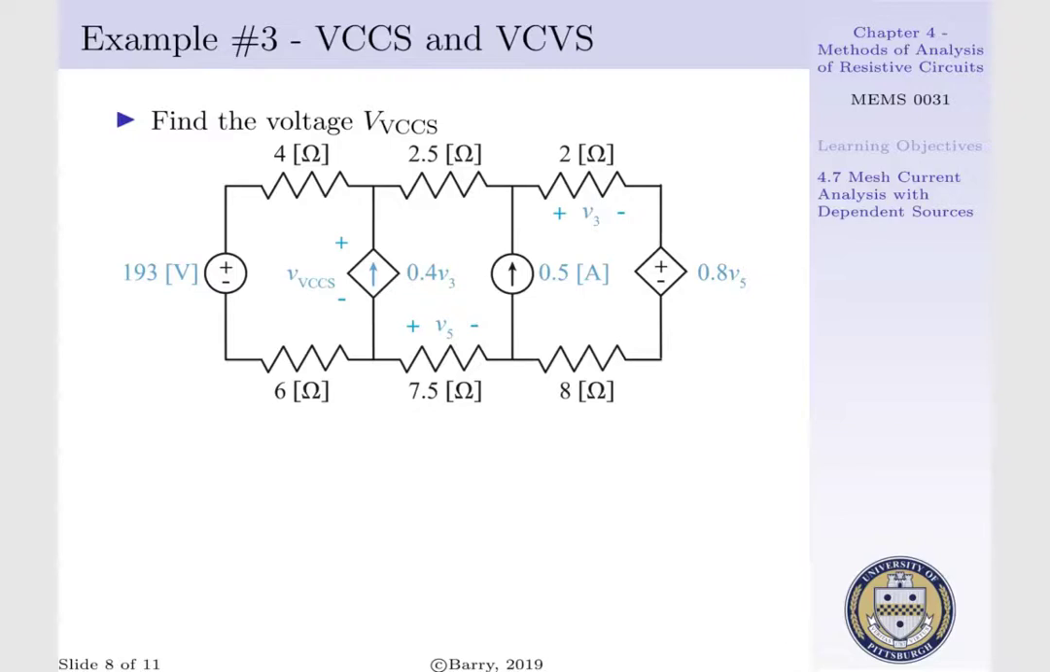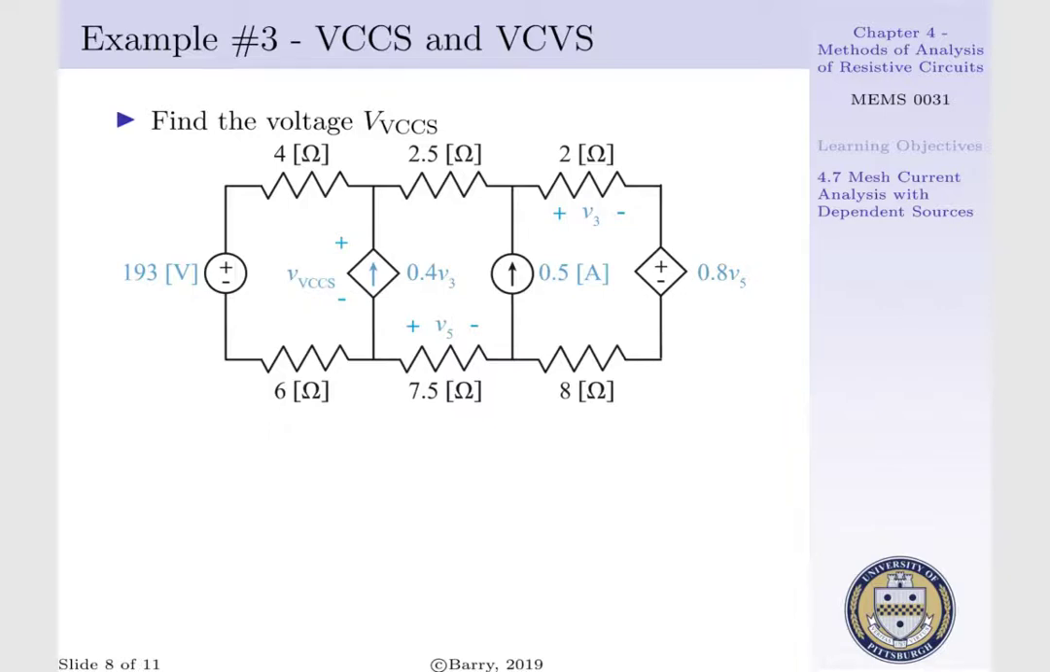Lastly, let us look at example 3, where we have a voltage-controlled current source as well as a voltage-controlled voltage source. In the circuit below, we have a 193 volt independent voltage source, a VCCS where our output is proportional to 0.4 V3. We have an independent current source of 0.5 amps, and we have a VCVS where our output is proportional to 0.8 V5. Now V3 is our voltage potential across our 2 ohm resistor, and V5 is our voltage potential across our 7.5 ohm resistor.